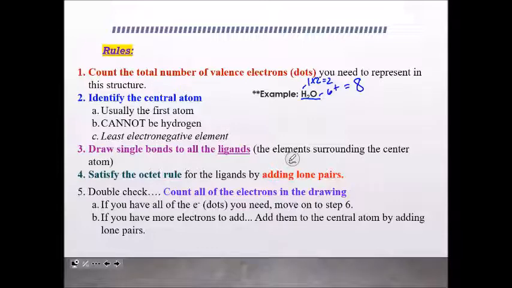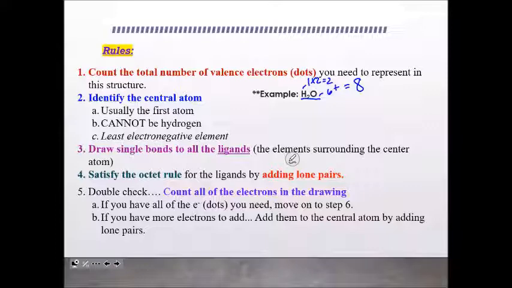Usually it is the first atom in the formula, but it can never be hydrogen. Hydrogen can form one single bond with a maximum of 2 valence electrons. Remember, hydrogen likes to mimic helium, so it's only going to need 1 bond to share and to get a maximum of 2 valence electrons. So hydrogen will never ever be in the center.